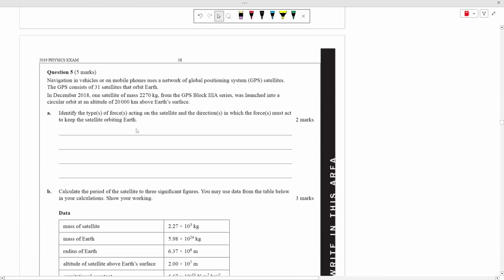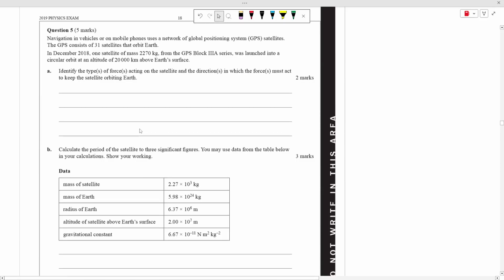Alright, question 5. Navigation in vehicles or on mobile phones uses a network of global positioning system satellites. The GPS consists of 31 satellites that orbit Earth. In December 2018, one satellite of mass 2,270 kilograms from the GPS block was launched into circular orbit at an altitude of 20 kilometers above Earth's surface. Identify the type or types of force or forces acting on the satellite and the direction or directions in which the force or forces must act to keep the satellite orbiting Earth.